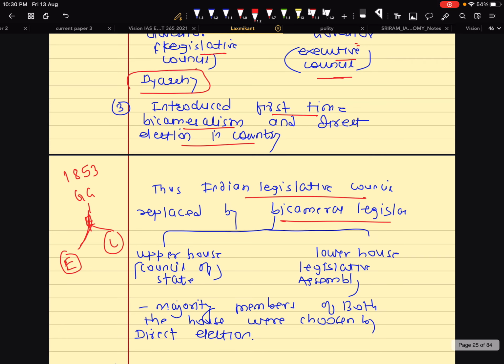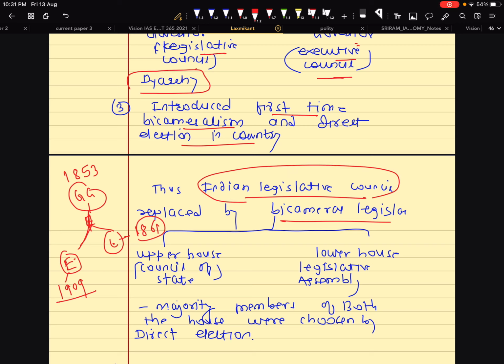In legislative, in 1861 Indians got representation, while in executive we have just seen that Indians got represented in the 1909 Act. I hope you remember all these. Now what happened? This executive and legislative function, which used to be called the Indian Legislative Council or mini parliament, they again divided into an upper and a lower house. The upper house means the Council of State, while the lower house means the Legislative Assembly. I hope you got it.